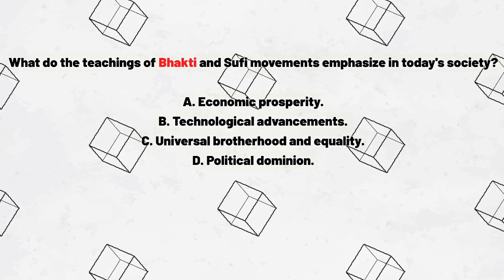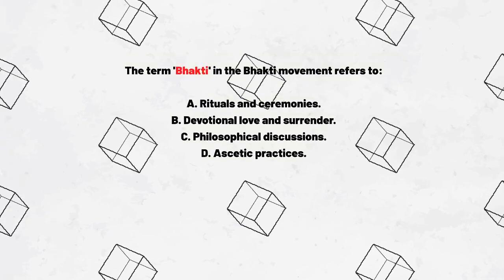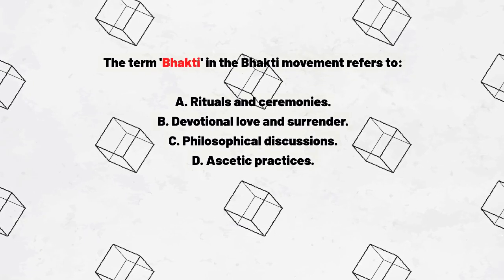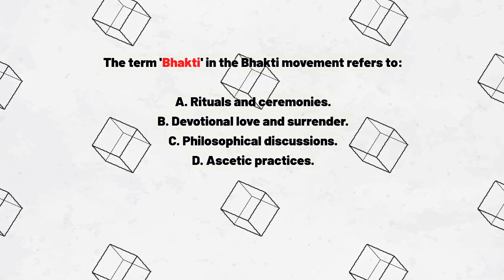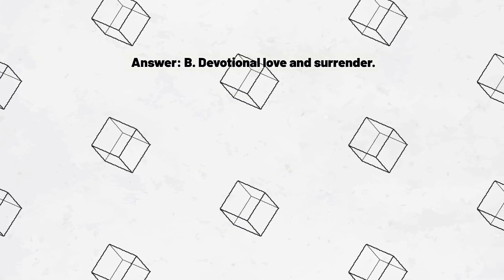Political dominion. Answer: C. Universal brotherhood and equality. The term bhakti in the bhakti movement refers to: A. Rituals and ceremonies, B. Devotional love and surrender, C. Philosophical discussions, D. Ascetic practices. Answer: B. Devotional love and surrender.